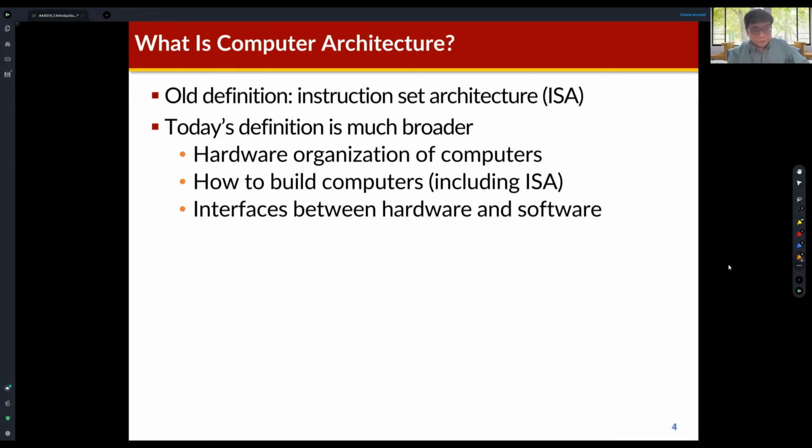Some several decades ago, it just meant that we were working on developing better instruction set architectures. If we just mention computer architecture, it is tightly related to instruction set architecture. But today's definition is much broader, because computer architecture covers a wide range of computer systems.